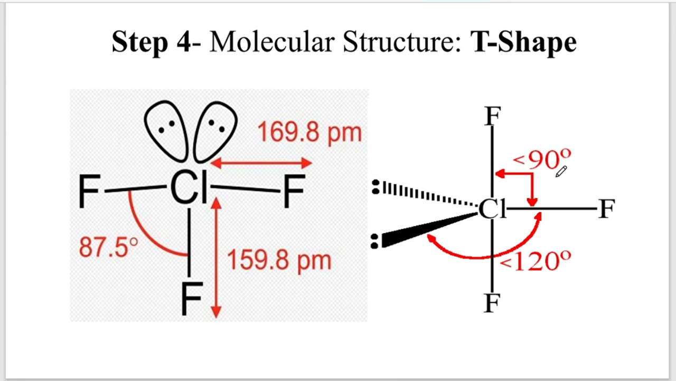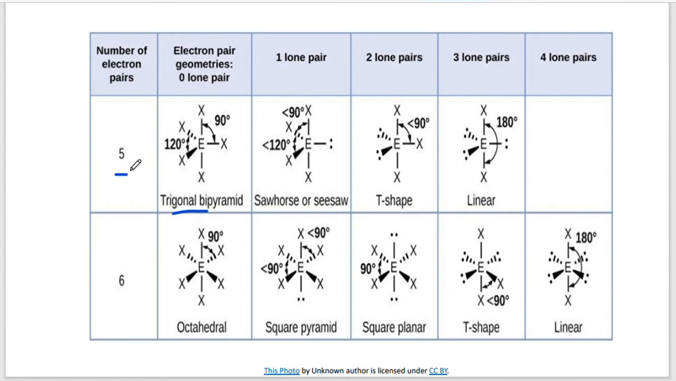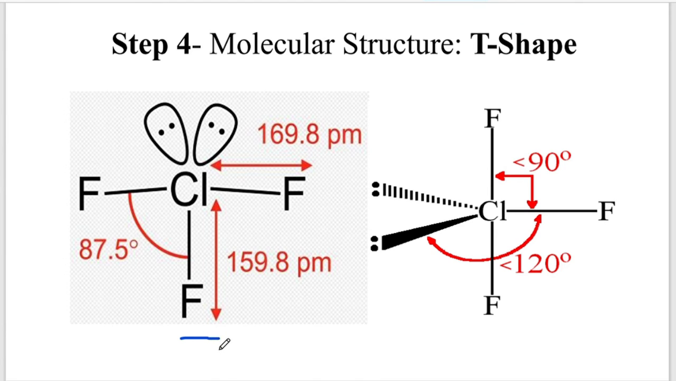So referring to the table, we actually find that in the 5 electron pairs, since it has 2 lone pairs, this is actually the structure that we are looking for, T-shape. This figure shows us that it has an 87.5-degree angle between 2 of its bonds. And this figure shows us that its lone pairs are not located on the same plane.